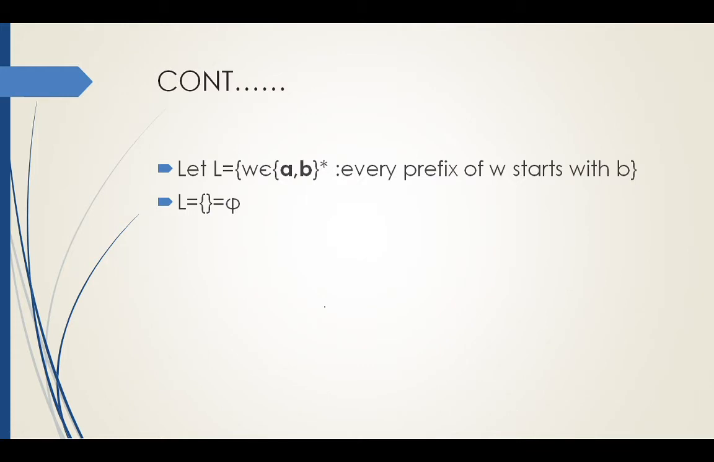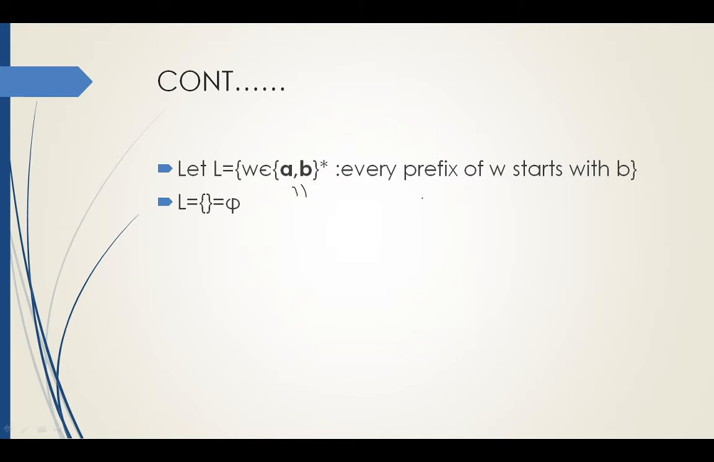Next, let L equal to, this is a third example. The language contains the strings W where W belongs to the symbols {A, B} star. The occurrence of A and B in the string is 0 or any number of times because the star is given. Star indicates they may or may not occur, or may occur any number of times. So every prefix of W starts with a B.